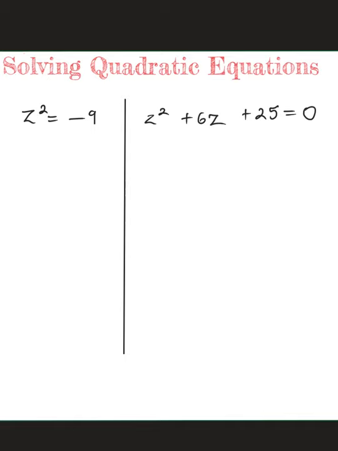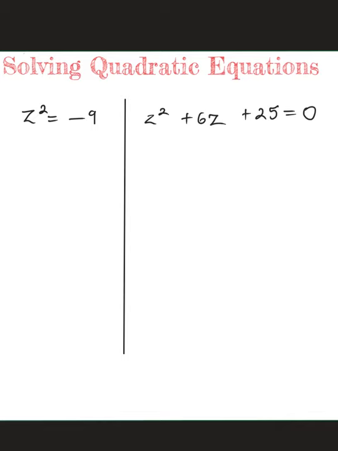Hi there, I just thought I'd make a really quick tutorial in case you were struggling with the idea of solving quadratic equations which have complex roots. I'll start with the slightly more straightforward example on the left. Just like, for example, the equation z squared equals 9, which I know would have two roots, either plus 3 or minus 3, this equation still has two roots because it's a quadratic. It's just that those roots are complex roots.